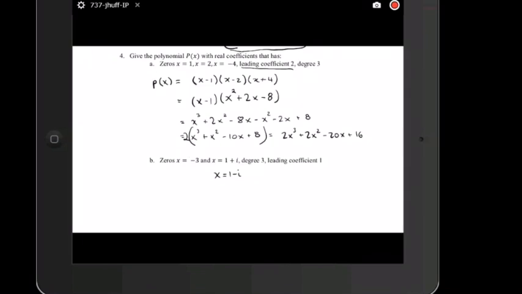Okay. So we do the same thing. We form the factors first. So one of them is going to be x plus 3. That comes from that zero of x equals negative 3. Now the other two complex zeros, x equals 1 plus i, for example, the safest way to form a factor from that is just move these terms over to the same side as x so you can get it equal to 0. So you're going to have x minus 1 minus i equals 0. So that's one of your factors. Okay. x minus 1 minus i.